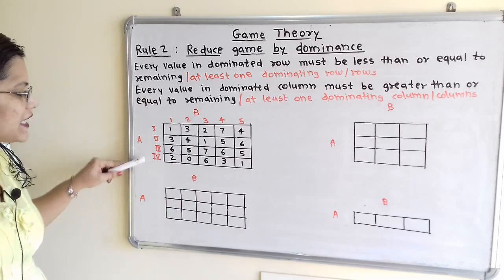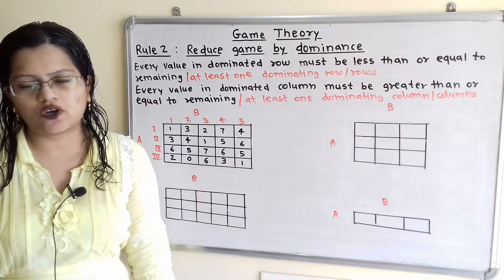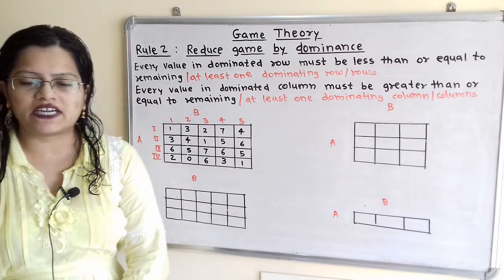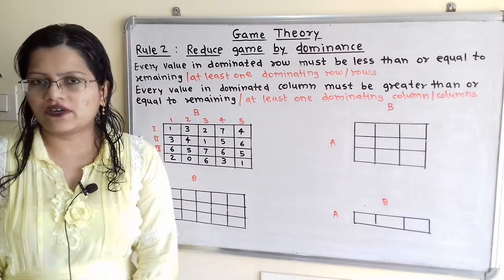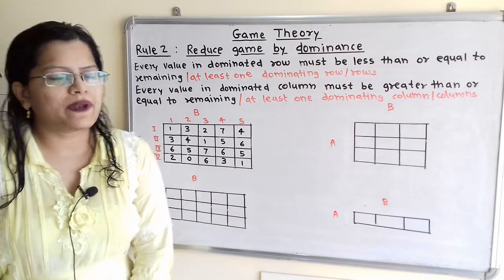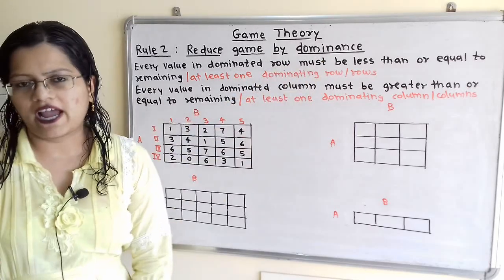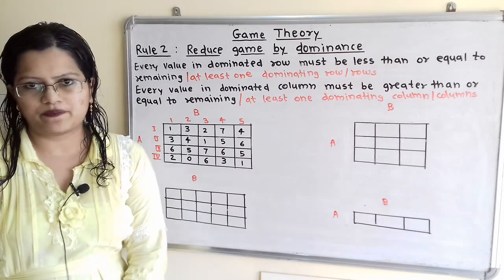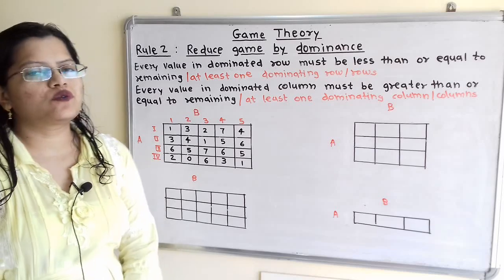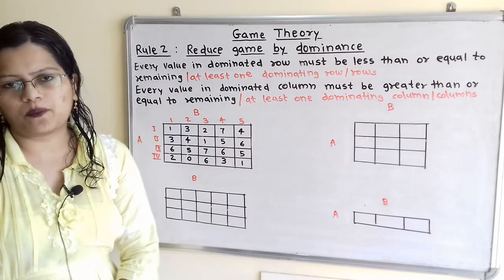For player A, there are 4 strategies or alternatives available, and for player B, there are 5 strategies or alternatives available. Now for this question, we have to apply the dominance property and reduce the game. Let us understand two important rules to apply this dominance property.